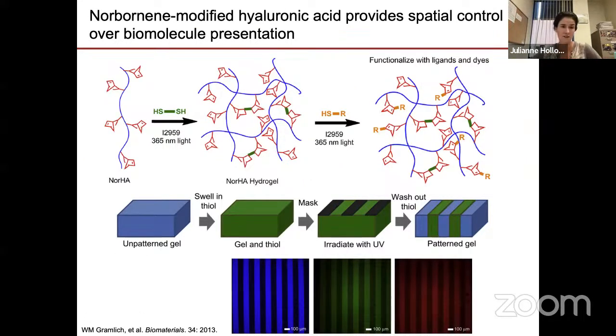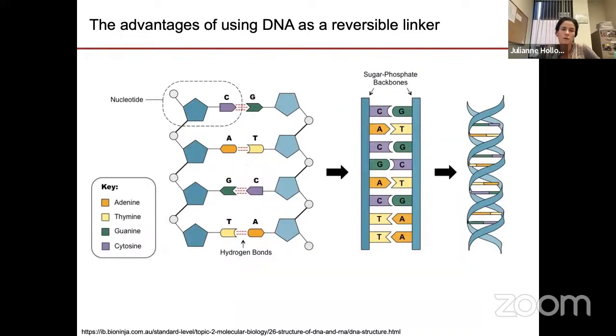And again, we looked here at the norbornene thiol chemistry that I mentioned earlier. This has been used a lot for norbornene hyaluronic acid to photopattern various biomolecules. And it's been demonstrated that this can be used to orthogonally tether in different molecules of whatever you desire that have this. Again, the key is that the biomolecules need to have this thiol group in order for them to be conjugated into the system. And then we decided to use DNA as a reversible linker.